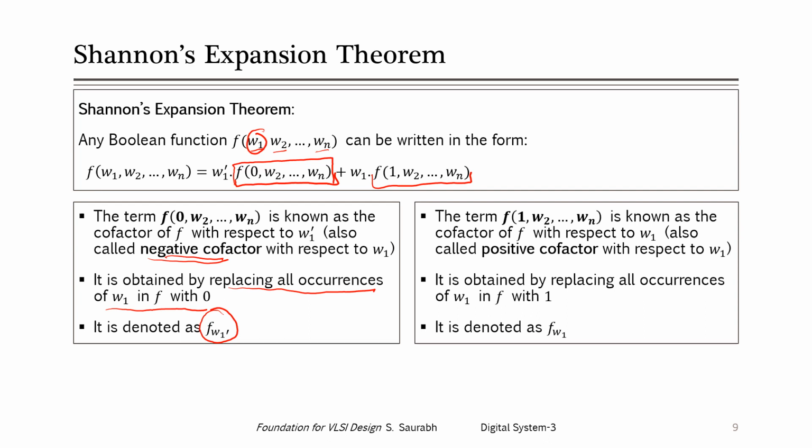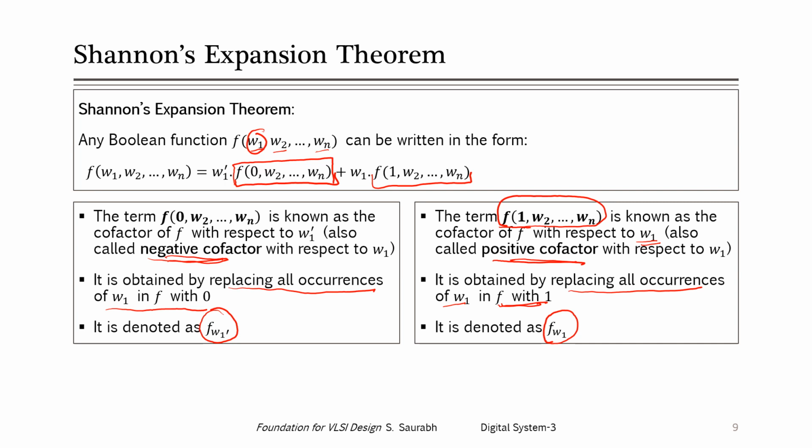Similarly, we can replace w1 with 1 everywhere, replacing all occurrences of w1 in f with 1. When we do that, we get the function f w1, w2 to wn. Note that this function is independent of w1, right? And this is known as the cofactor of f with respect to w1, also known as the positive cofactor. Why? Because we have taken the value of w1 as 1. If we take the value of a variable as 0, then we get a negative cofactor. We denote the positive cofactor as f subscript w1.